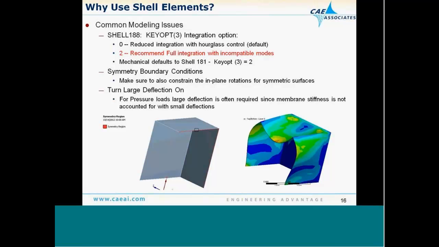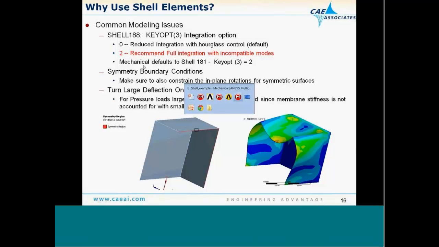If we're using Mechanical APDL, we need to actually override that to get the more accurate elements that include incompatible modes, rather than the reduced integration, or single integration at the center of the shell and then several through the thickness, that's the default. Symmetry boundary conditions is another thing that you will need to consider with shell modeling. You want to make sure that not only are you constraining the displacements, but you're also constraining the out-of-plane rotations as well. And we can take an example here.